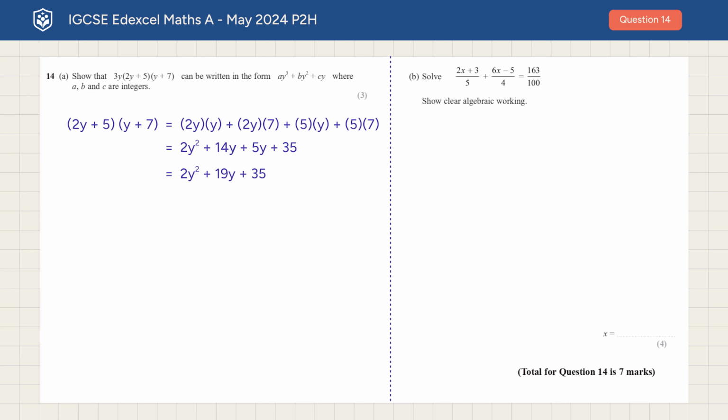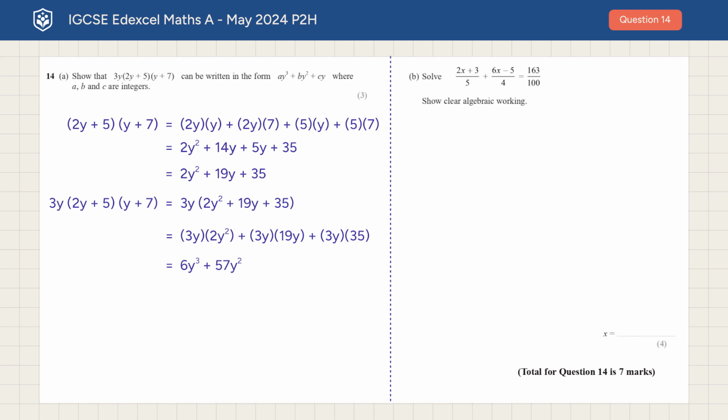Next, we need to multiply this entire result by the 3y outside the brackets. 3y times 2y squared gives us 6y cubed. 3y times 19y gives us 57y squared, and 3y times 35 gives us 105y, so our final expression is 6y cubed plus 57y squared plus 105y. Therefore, our integers are a equals 6, b equals 57, and c equals 105.